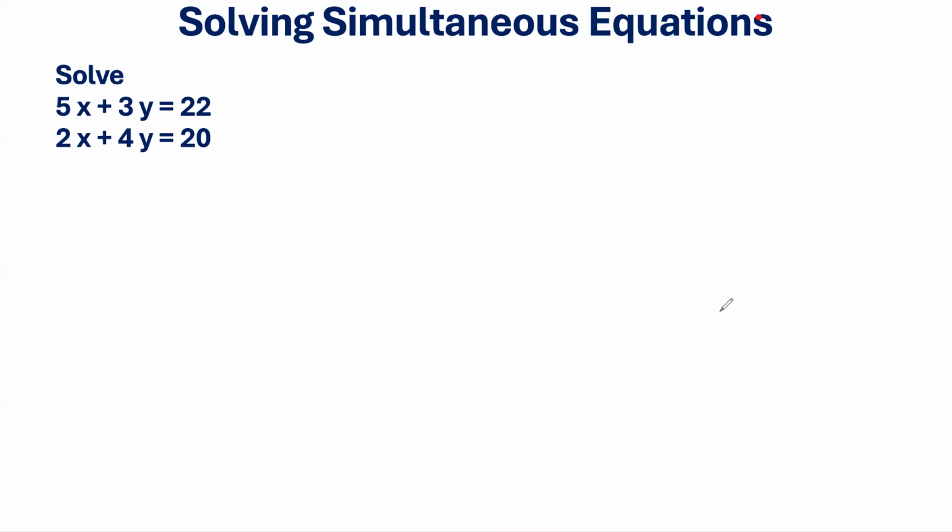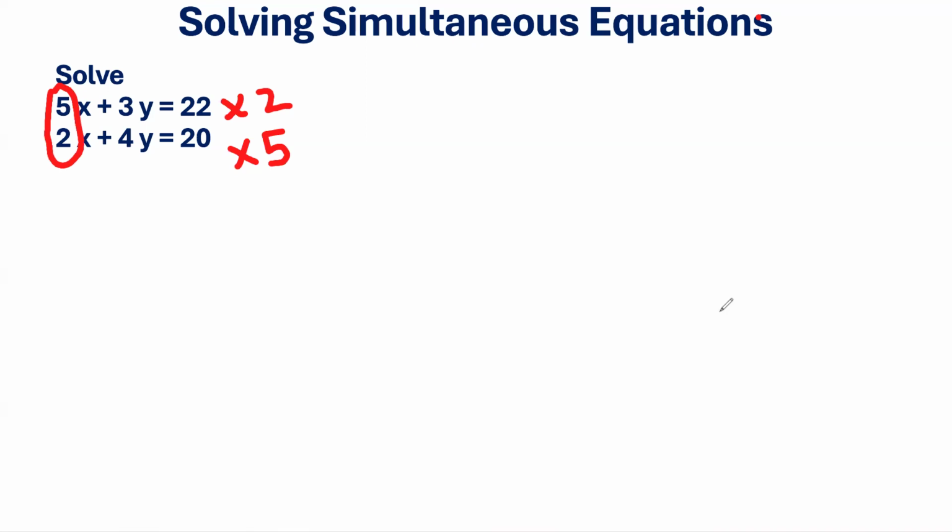If you want to eliminate x, then you have to multiply equation 1 by 2 and equation number 2 by 5. These constants are playing the role. It's 5x in equation number 1, so you multiply by 2, just opposite. And equation number 2, you have to multiply by 5. Then x can be eliminated.